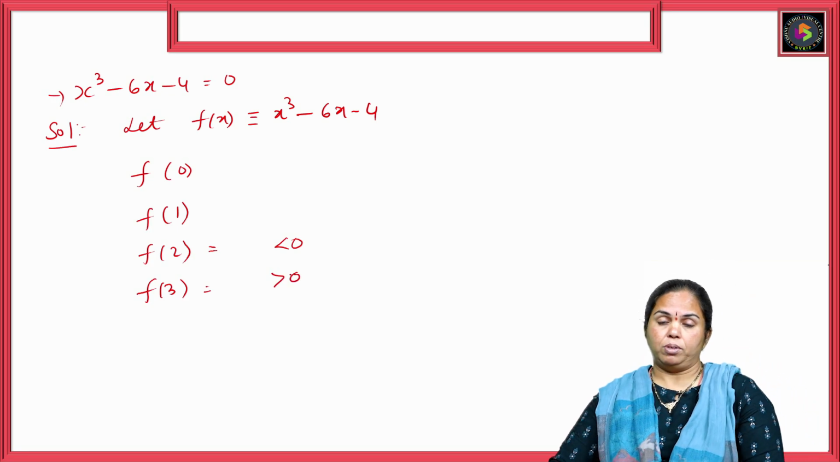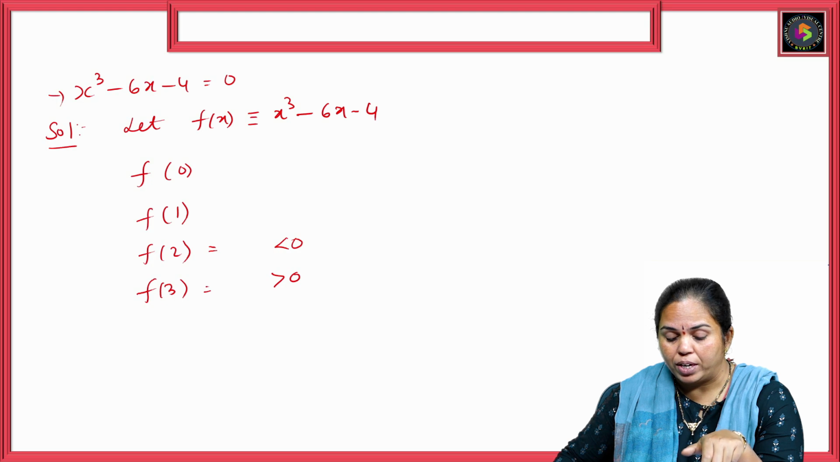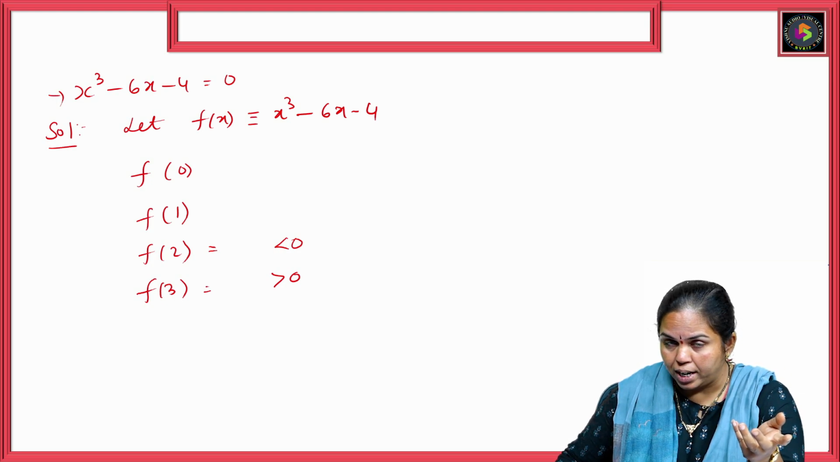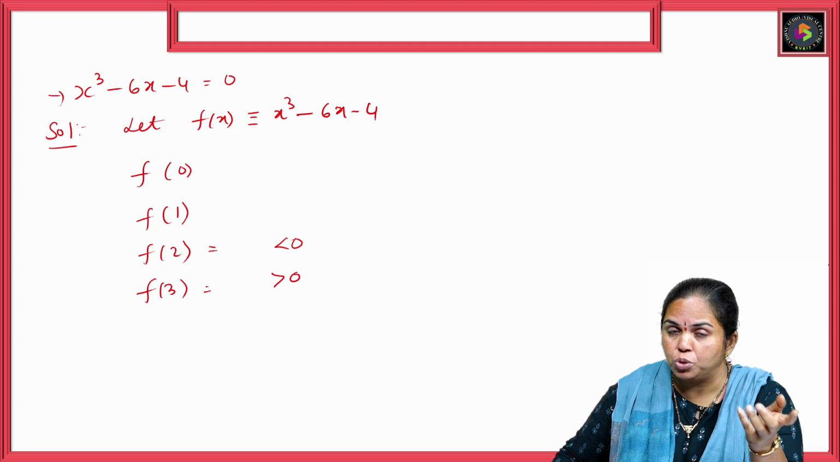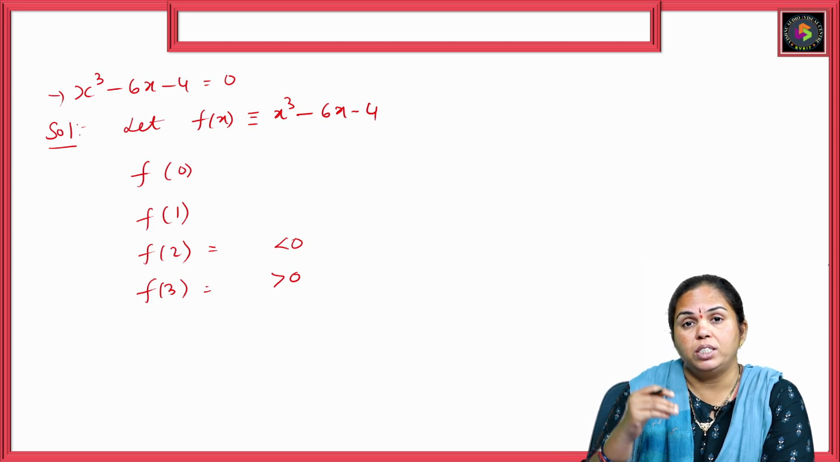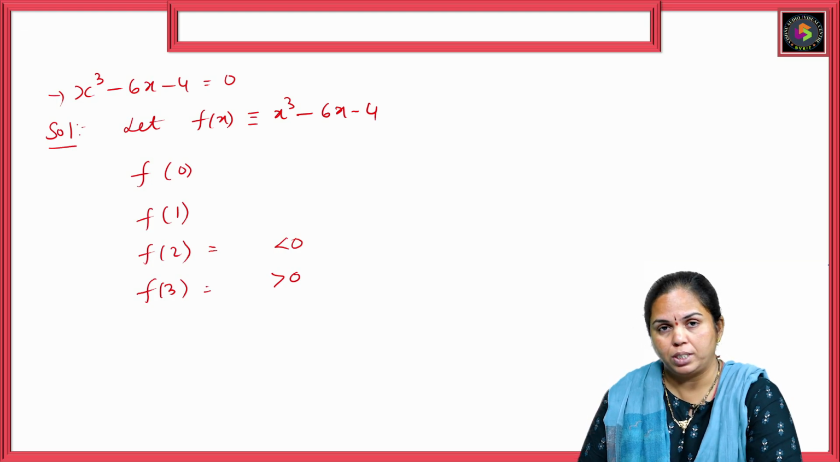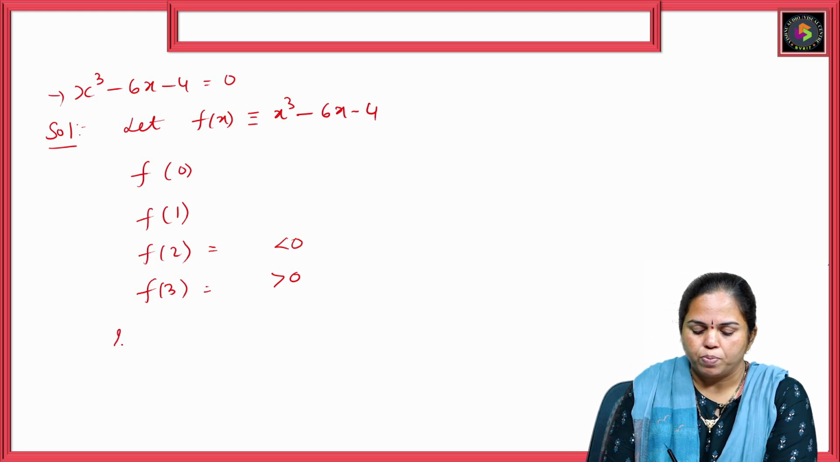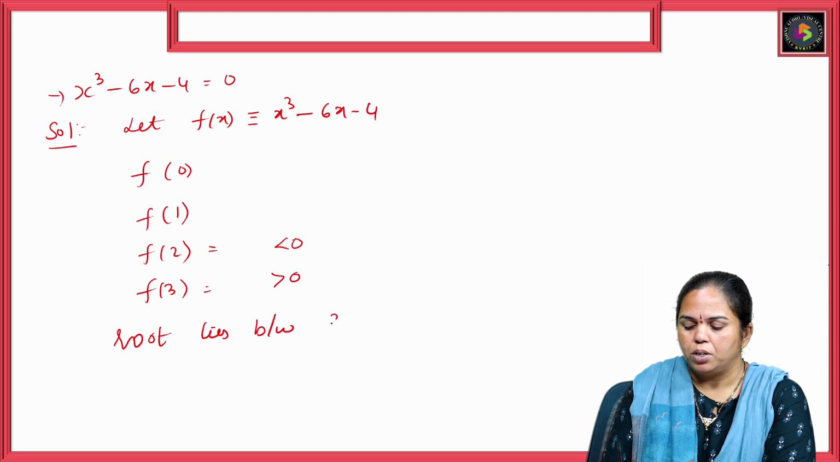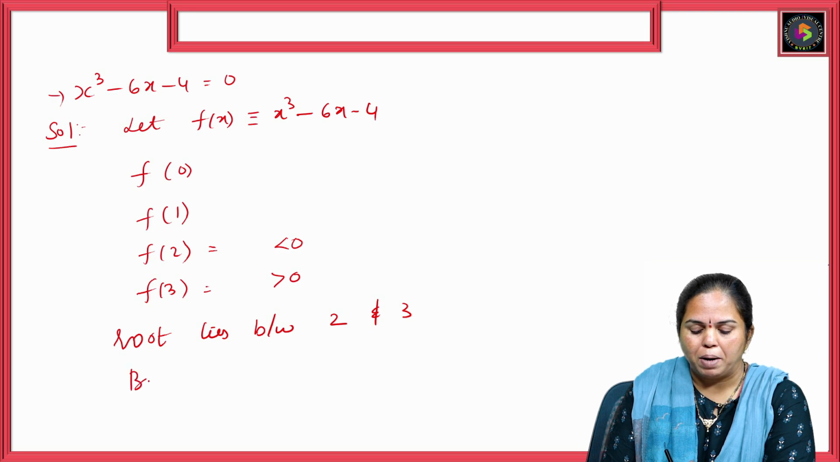You may have a doubt. If all the x values are negative, then you have to go to the opposite sign, that is f of −1, f of −2 and f of −3, and check which successive values of x are of opposite signs. So the root lies between 2 and 3. So we are using the bisection method.